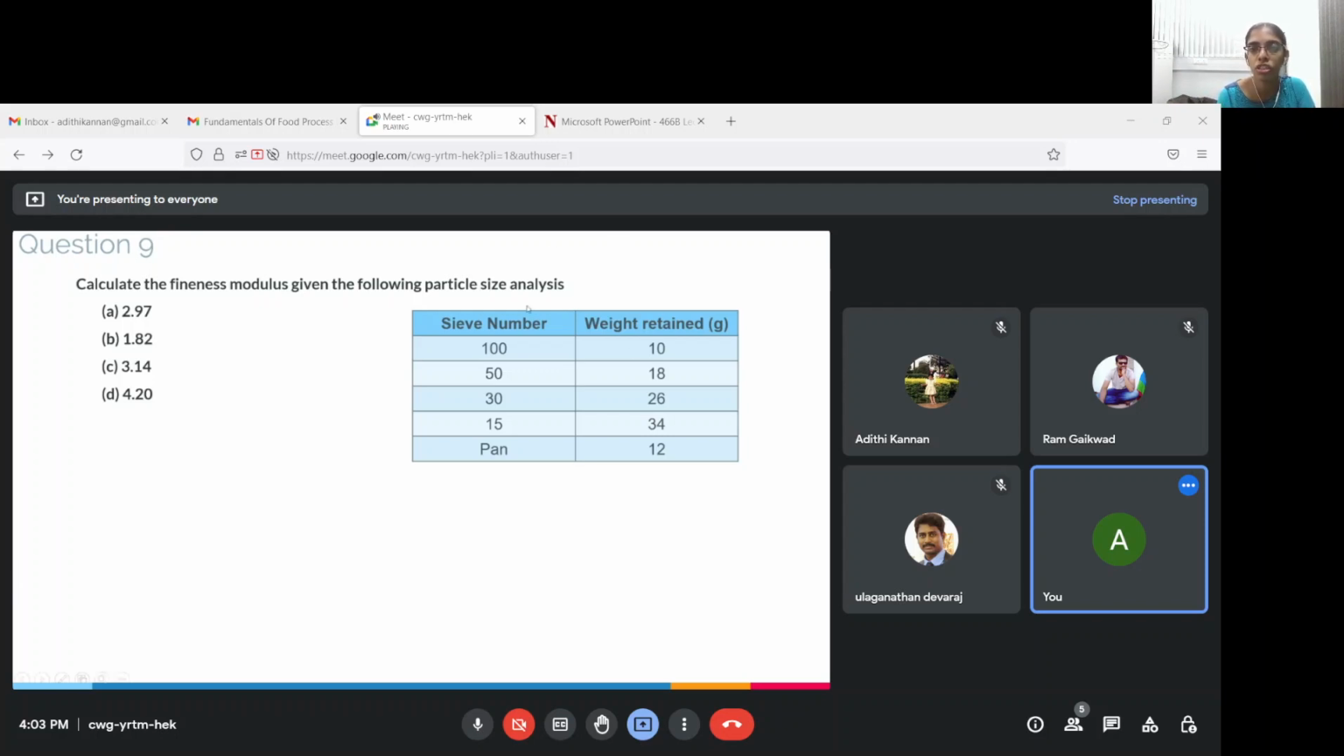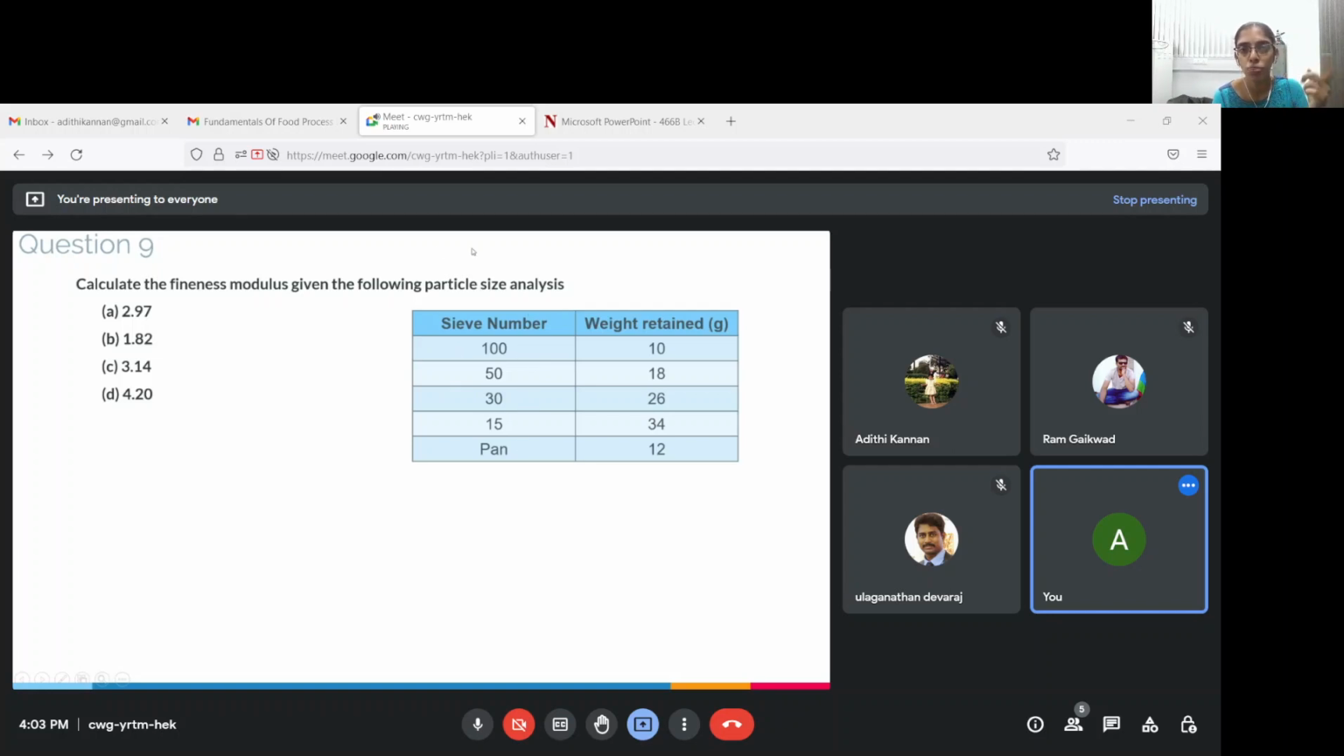Your first sieve will be of, say, 100 micrometer diameter. Each perforation is 100 micrometer diameter. Your next will have 50 micrometer. Next will have 30 micrometer. Next will have 15. So as you can see, the size of the holes in the sieves will keep on reducing.